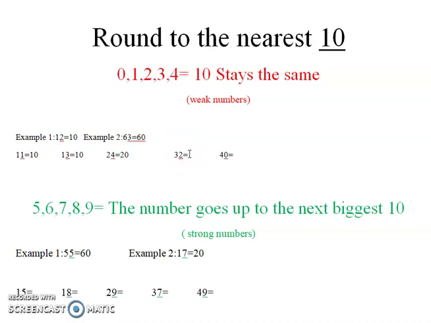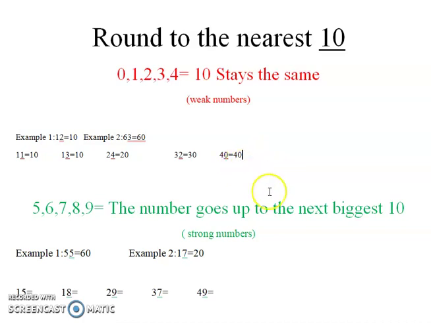No, it's going to stay the same, and we're going to get 30 as our answer. And here, our number in the ones place value is 0. So 0 is listed here in our weak numbers. So what's going to happen? Our 4 is going to stay the same, and it's not going to change. So our answer is 40.